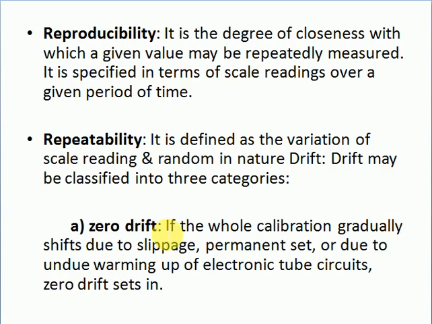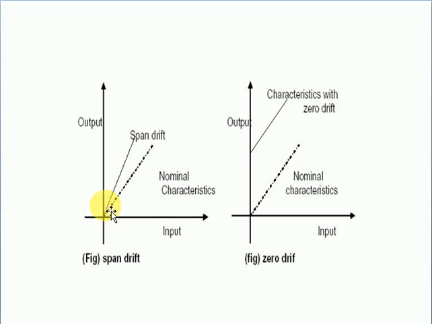First one is zero drift. So what is zero drift? Zero drift is the deviation of the output from its zero value when the variable to be measured is constant. If the whole calibration gradually shifts due to slippage, permanent set, or due to the undue warming up of electronic tube circuits, zero drift sets in. The characteristic with zero drift is shifted from the nominal characteristic. Okay, so that is the zero drift.